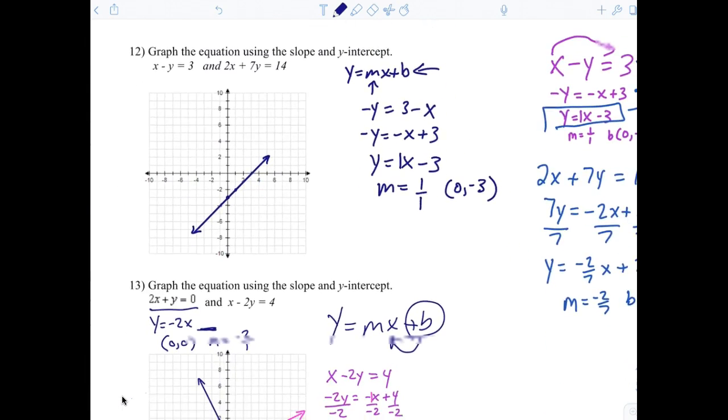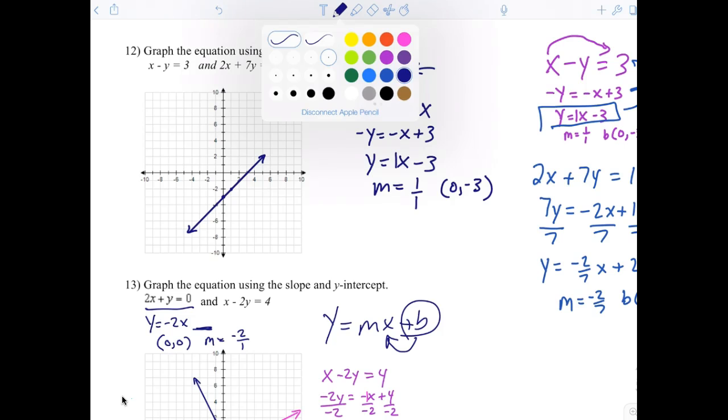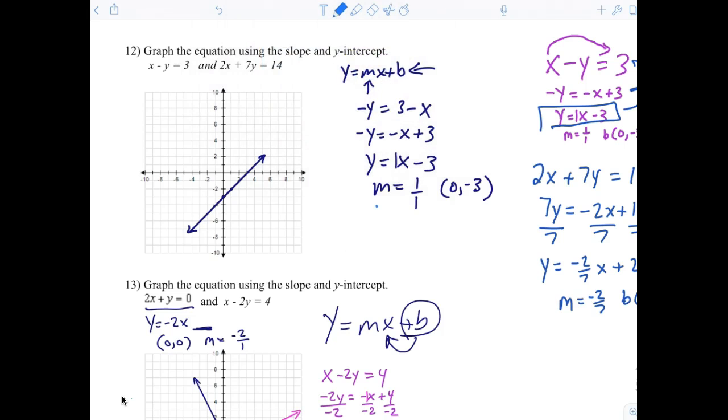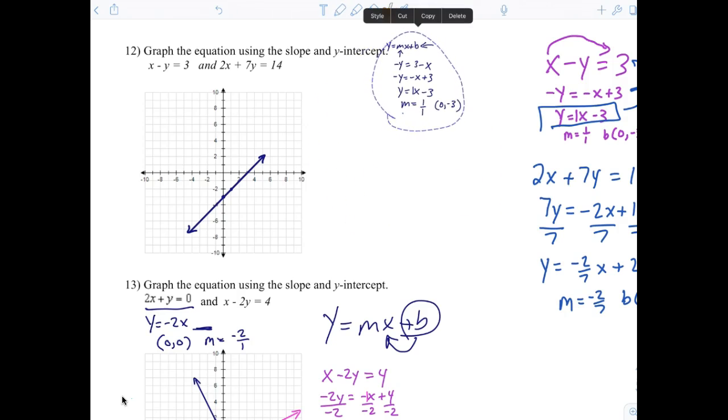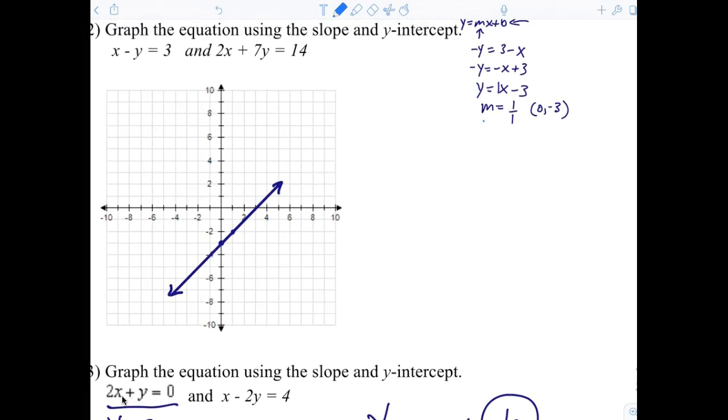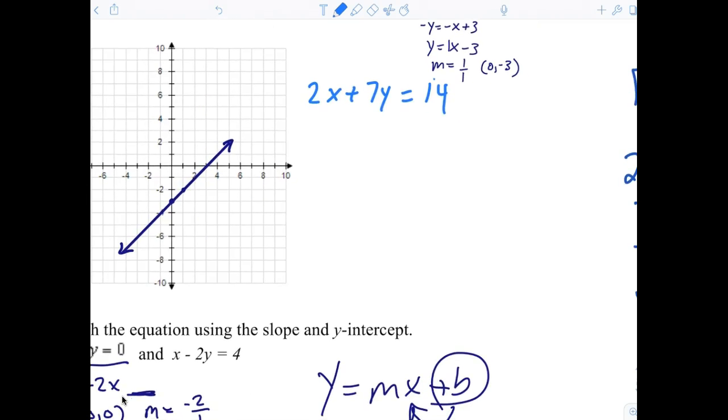All right, now's the time to ask me a question if you're not sure about what I just did. Anybody have any issues with that? All right, so now we're going to look at the next problem. The next problem is 2x plus 7y equals 14. So what do I have to do first?